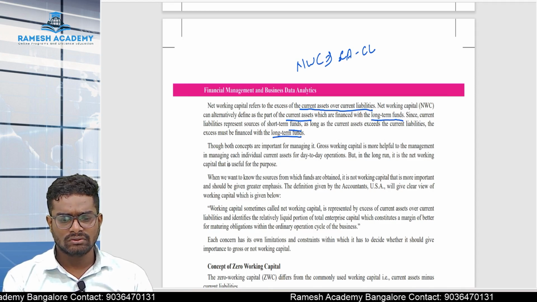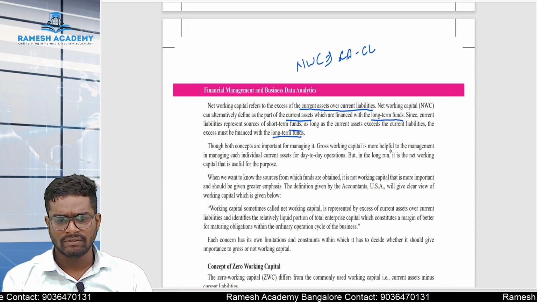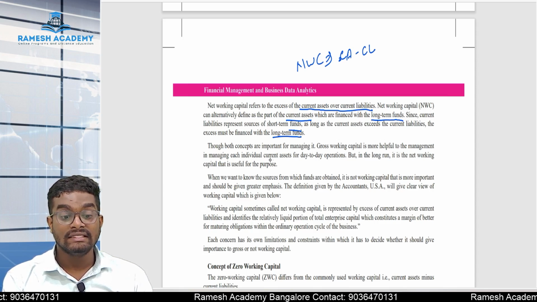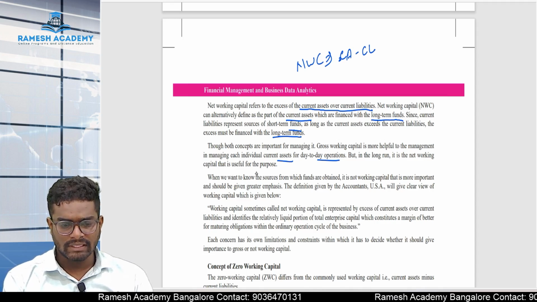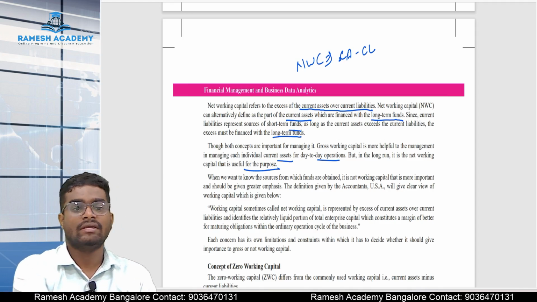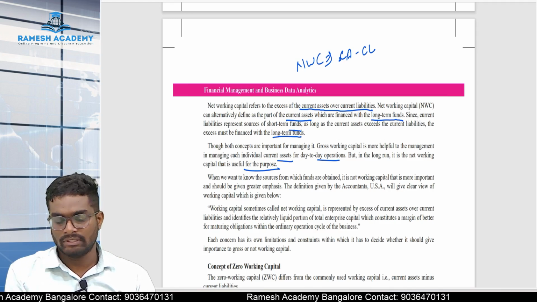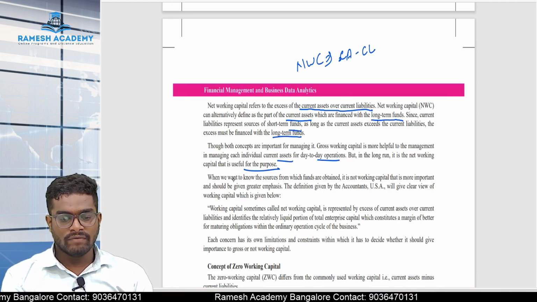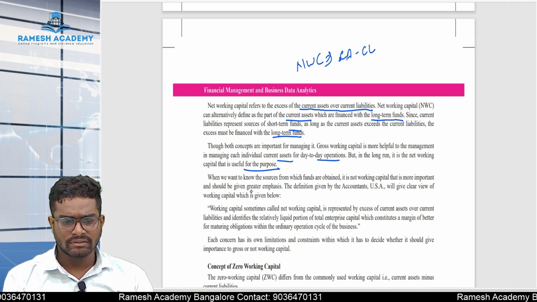Though both concepts are important, gross working capital is more helpful to the management in managing each individual current asset for day-to-day operation. But in the long run, it is the net working capital that is useful for the purpose. So if you are taking a decision on a short-term basis, go with the gross working capital. But if it is a long-term decision, please go with the net working capital. When we want to know the sources from which the funds are obtained, it is net working capital that is more important, and it should be given greater emphasis.